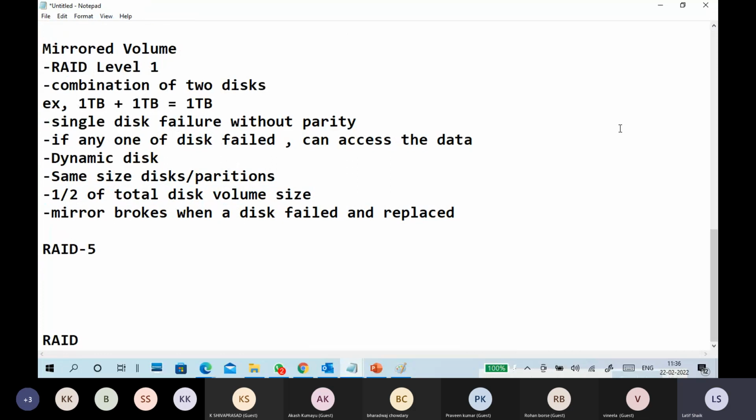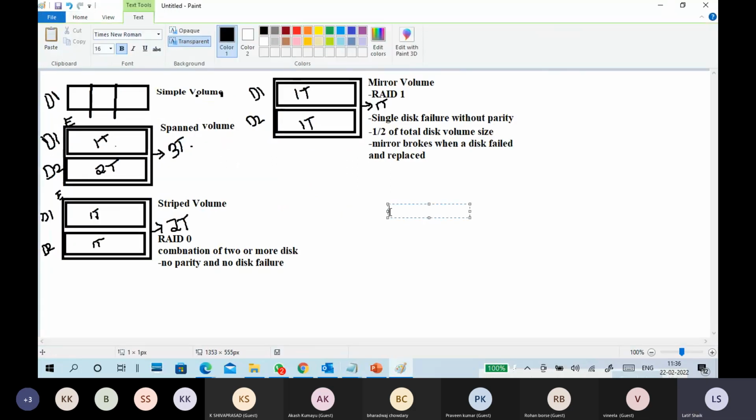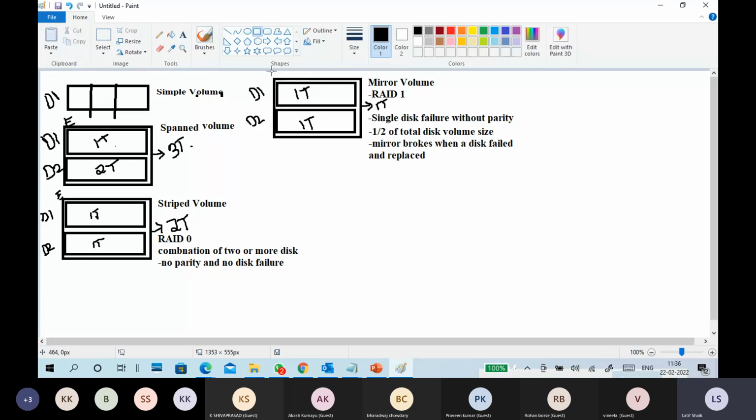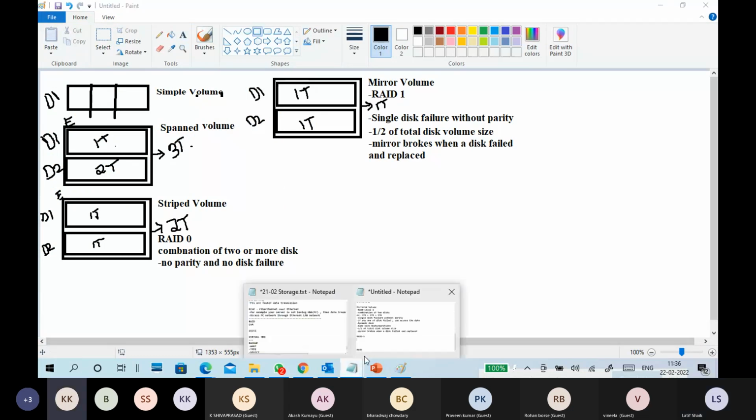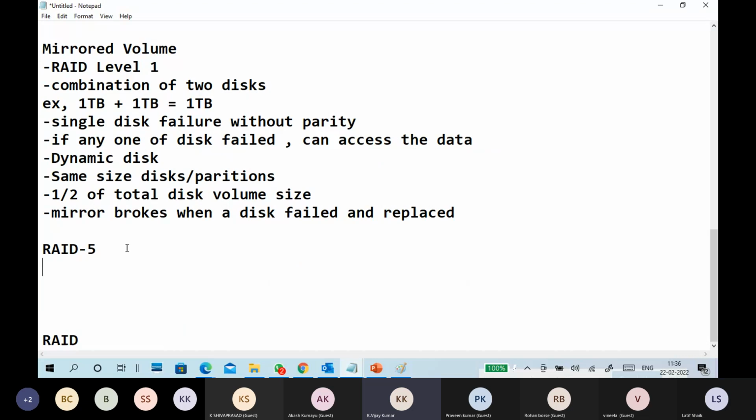So we'll come to RAID 5. RAID 5 is also a single disk failure. Sir, what is parity, sir? Yeah, I will explain, don't worry.